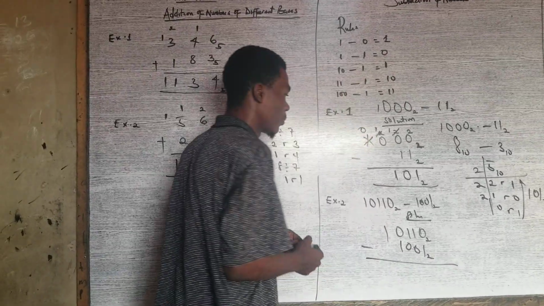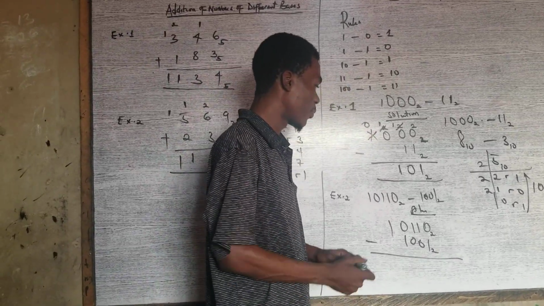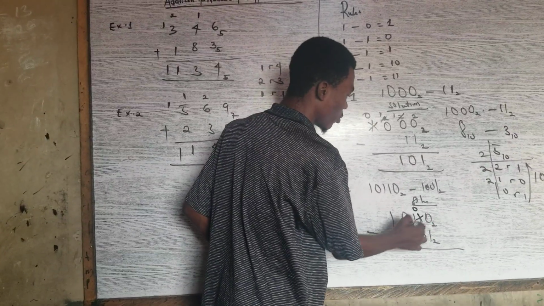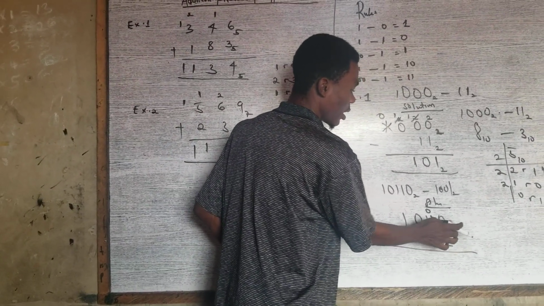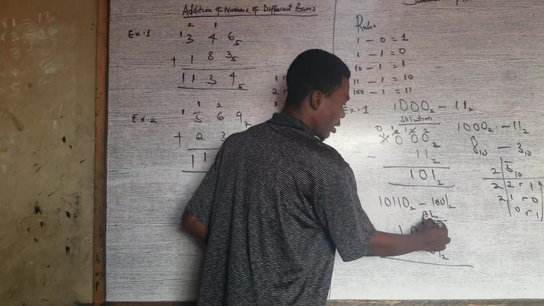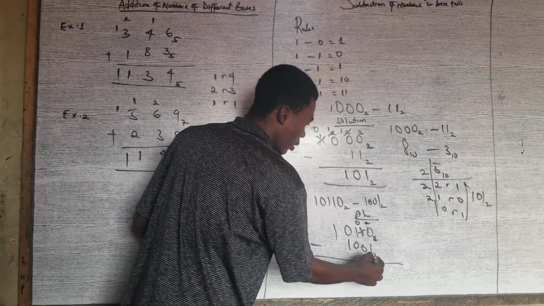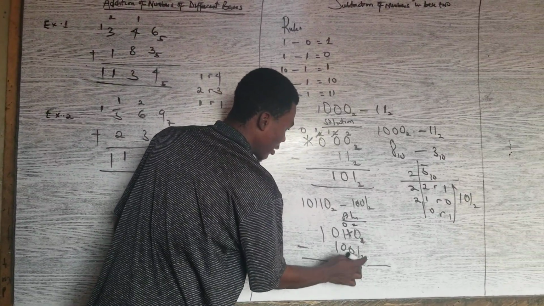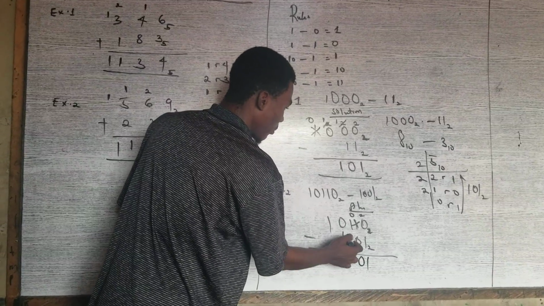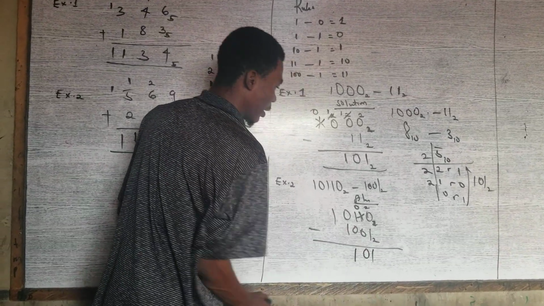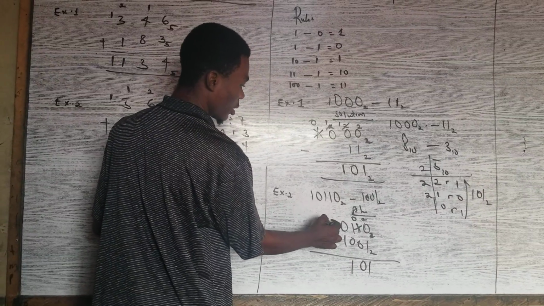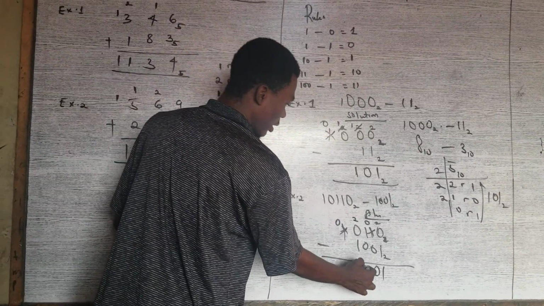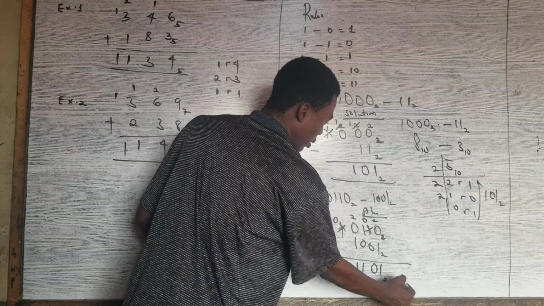So let's subtract. 0 minus 1 is impossible. So we borrow from this one, it changes to 0, and the number I'm borrowing is in what base? It is in base 2, so here will be 2. Then 2 minus 1, what are we going to have here? We have 1. 0 minus 0, we have 0. 1 minus 0, we're having 1. Then I borrow from this one because 0 minus 1 is impossible. This one changes to 0, and here is 2. 2 minus 1, what do we have here? 1, 1, 0, 1, base 2.